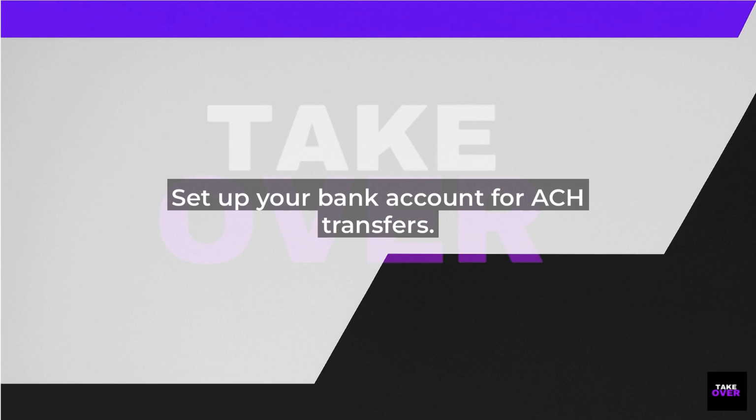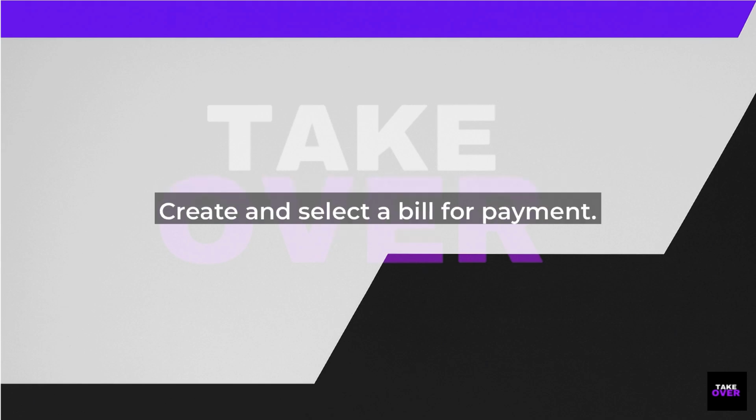Step 2. If you haven't already, set up your bank account for ACH. Go to Edit, Preferences, Checking, and ensure your account is configured for electronic transfers. You might need to enter your bank's routing and account numbers.